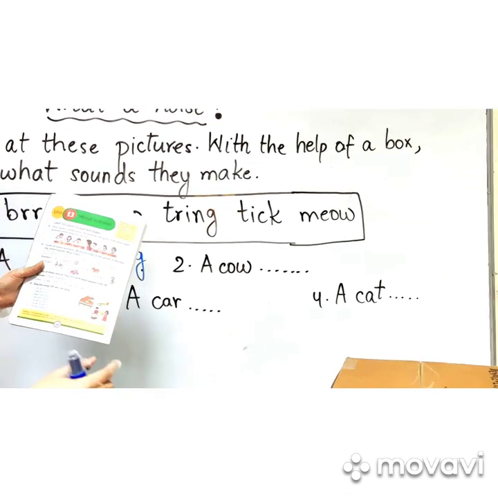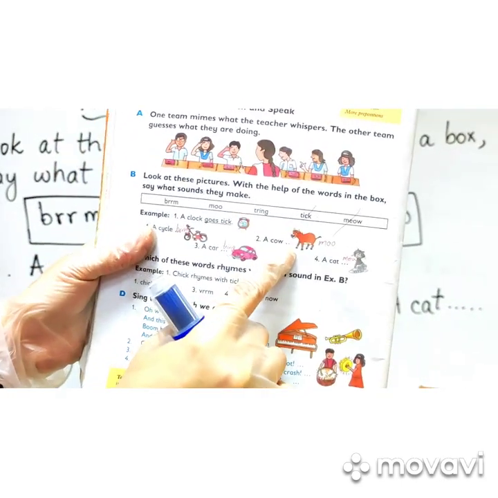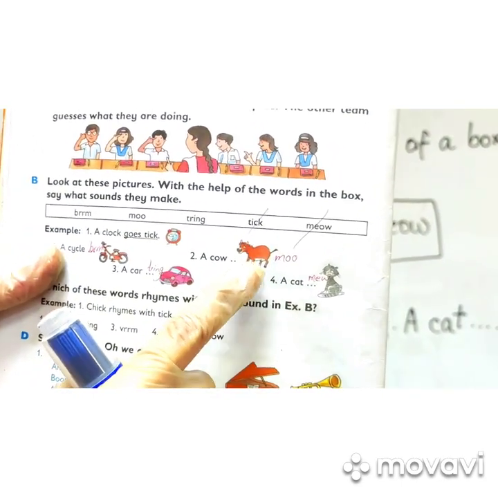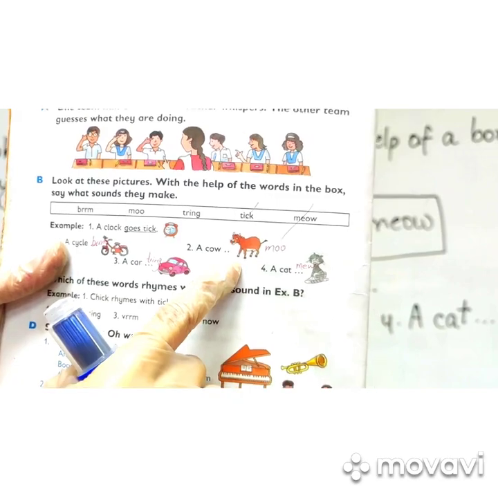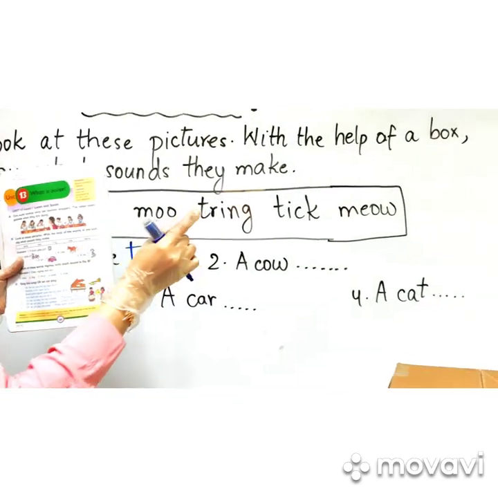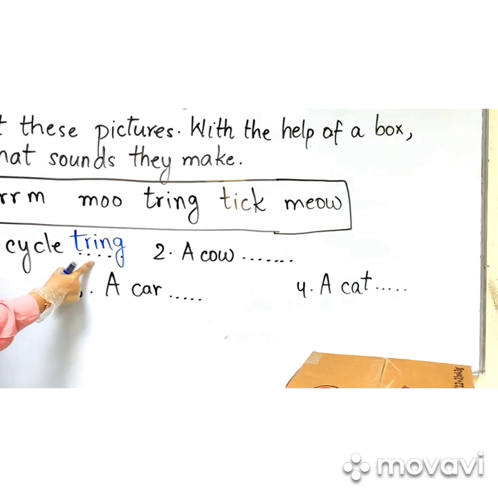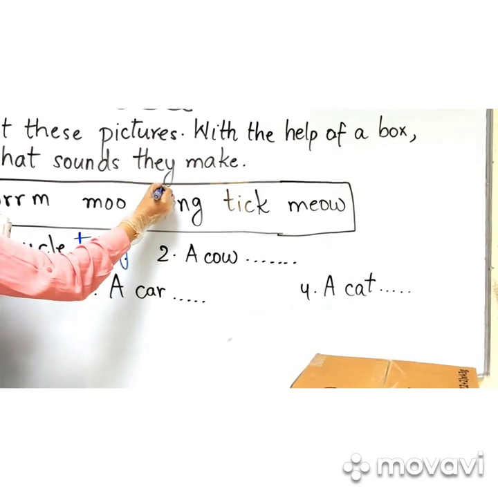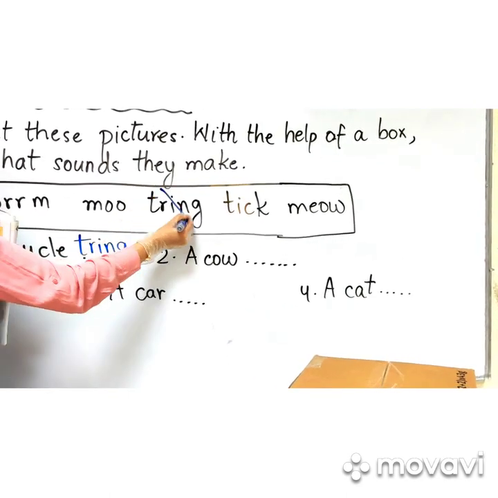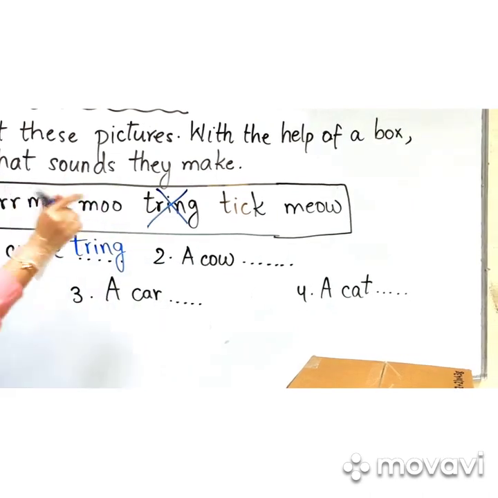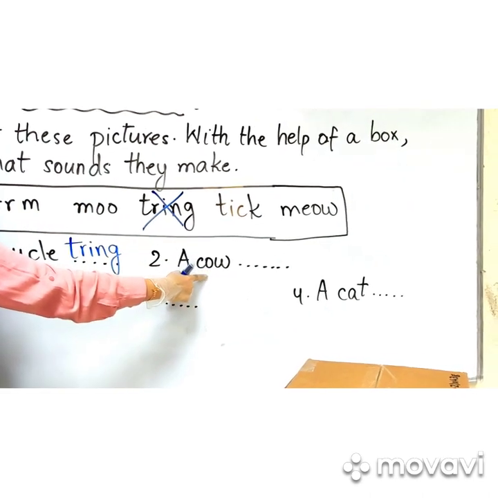Number two. Take a look in the book, students. What do you see in the second picture? Look at my finger. It's a cow. Oh, one more thing, students. When we finish writing answers here, you can cross it out from the top. Like we finished cycle, so we can cross it out. The next one we have is cow.